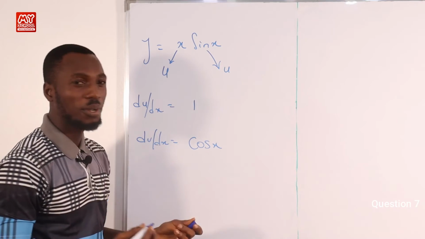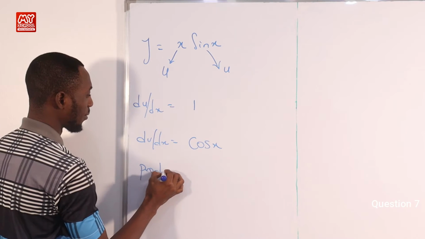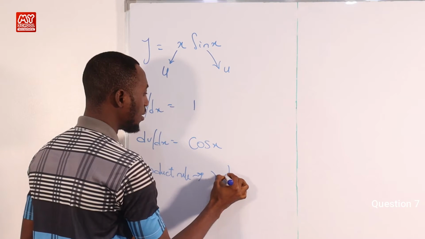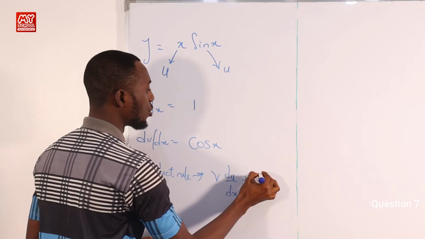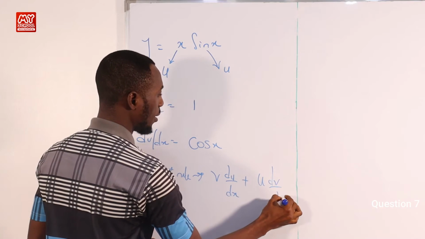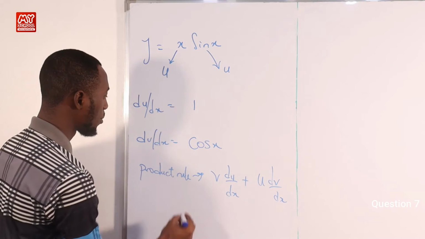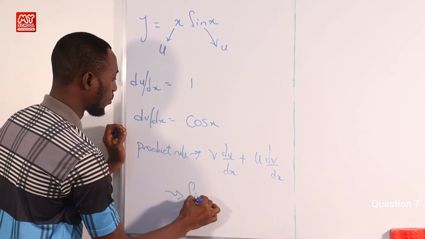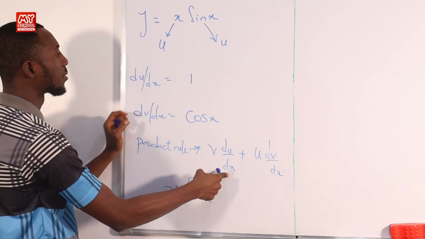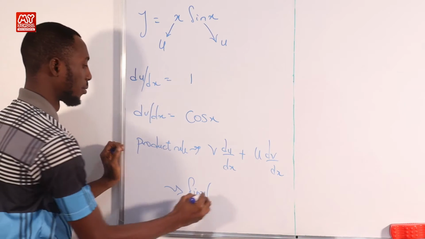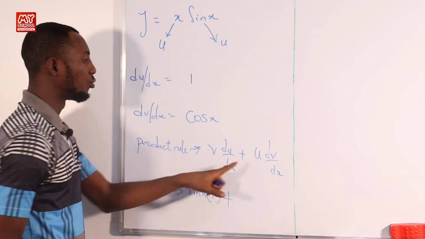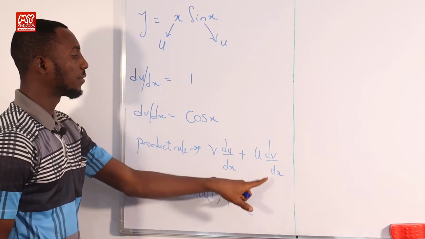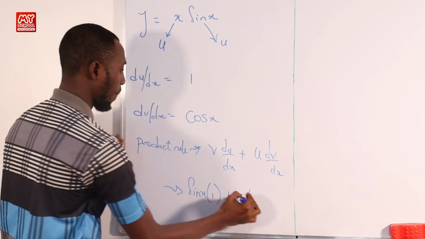Very well. So the product rule is v du dx plus u dv dx. Very well. So let's plug in the values. We have our v as sine x into brackets du dx, which is 1, plus u, which is x, into brackets dv dx, that is cos x.